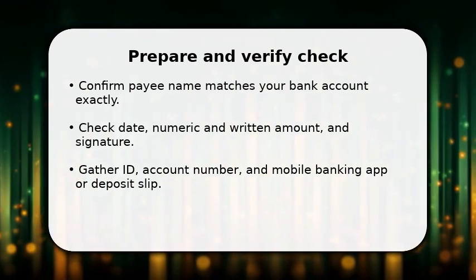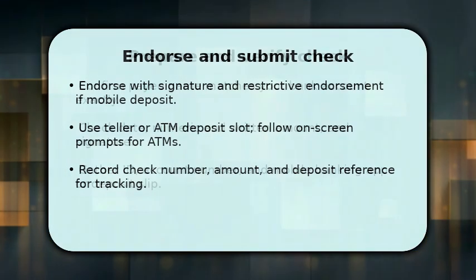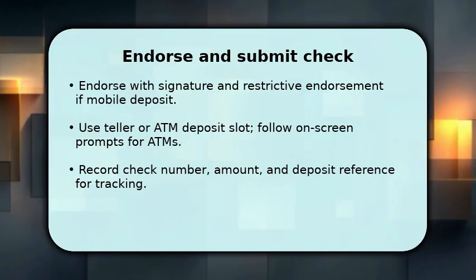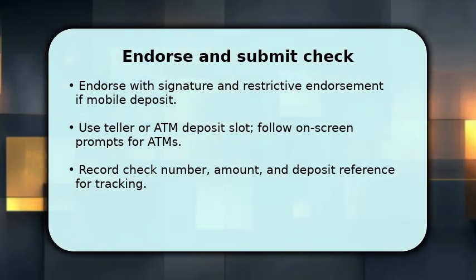Now endorse the check. Sign your name exactly as the payee and add a restrictive endorsement, such as for deposit only and your account number, if using mobile or ATM deposit. Once done, choose teller, ATM, or mobile deposit.